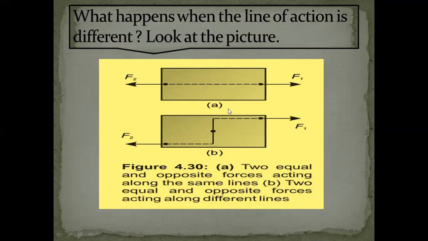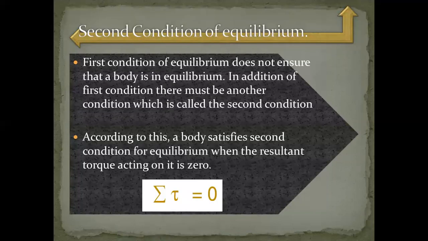Whereas when the line of action of the forces is changed, the body has a tendency to rotate and produce a torque. So if the body has a tendency to rotate or produce a torque, then in addition to the first condition of equilibrium, a second condition of equilibrium is required. So we are going to explore what that second condition of equilibrium is.